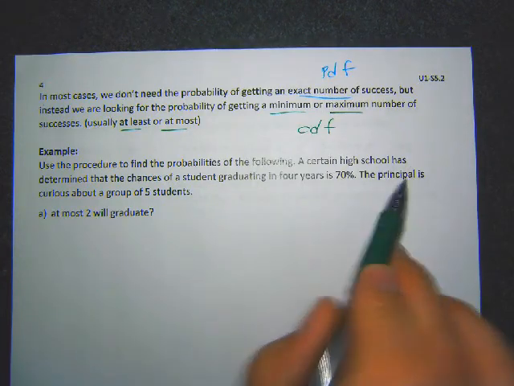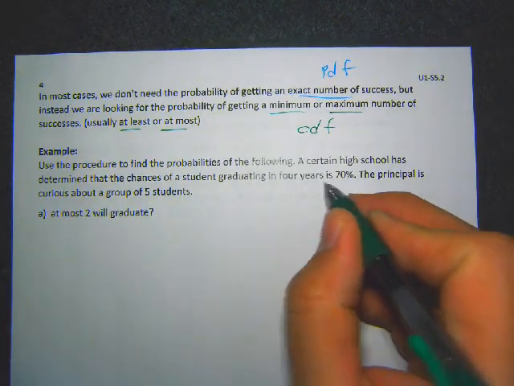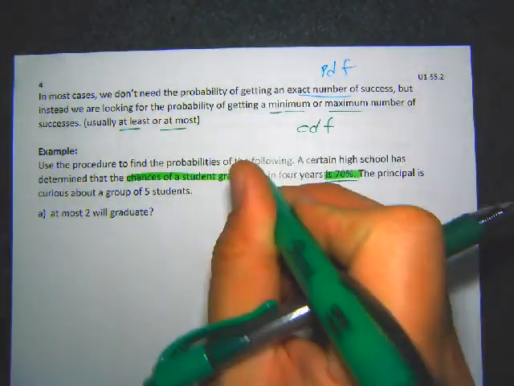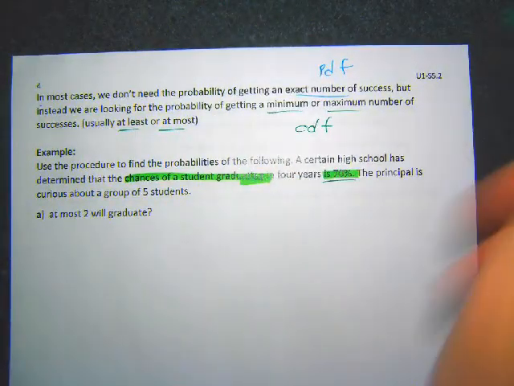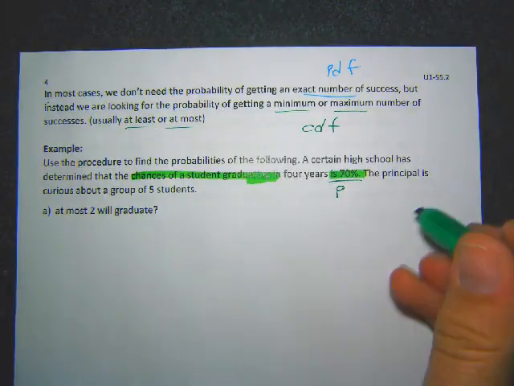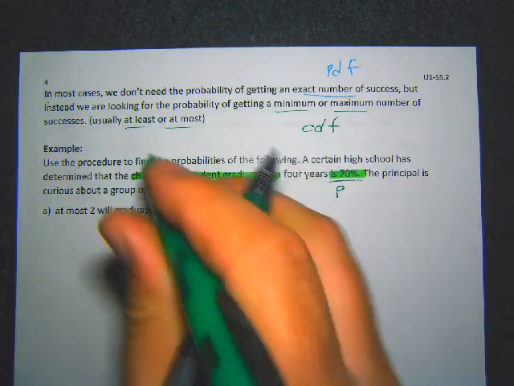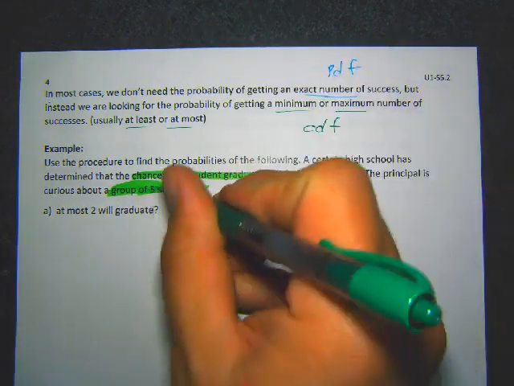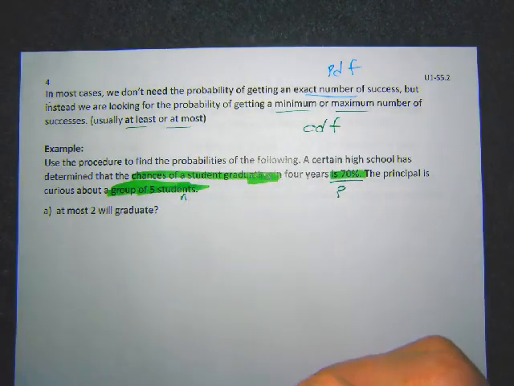A certain high school has determined the chance of a student graduating is 70%. So 70% is their chance of graduating. That would be your P, right? P is always the chance of success. We'll say graduating is success in this case. The principal is curious about a group of 5 students. Not a very big group, so there's not very many trials. So this would be N, the number of trials.